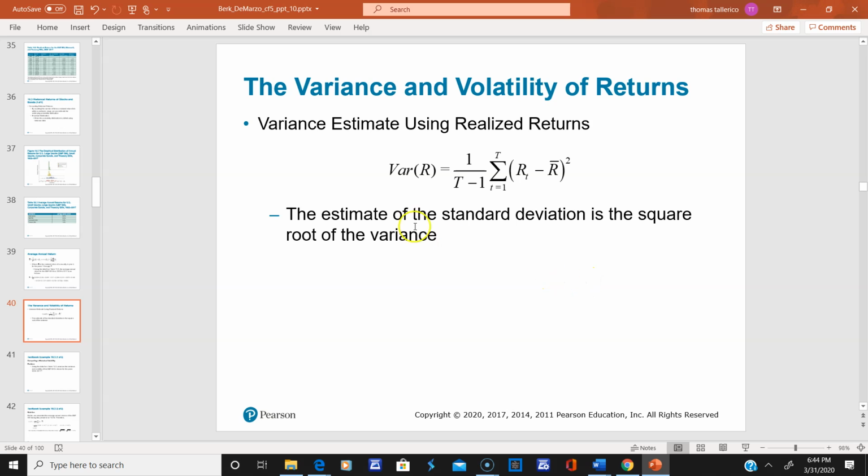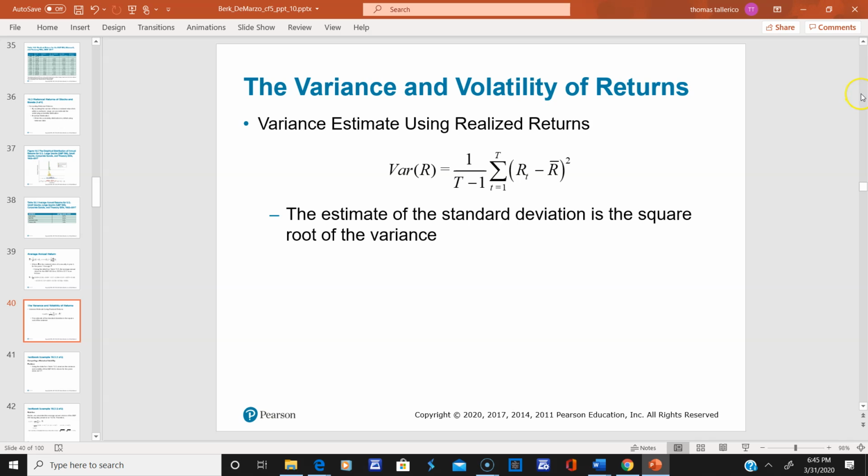And here is the variance now, using realized returns. Notice this variance is a little different than the earlier variance I showed you. For this variance, you just take 1 over T minus 1, and we sum each annual return minus the average here.